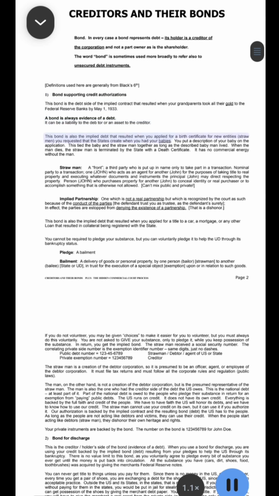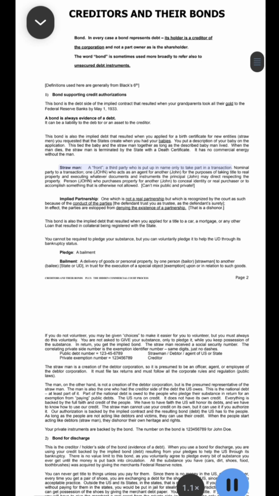This bond is also the implied debt that resulted when you applied for a birth certificate for new entities, straw men, you requested that the states create when you had your babies. You put a description of your baby on the application. This tied the baby and the straw man together as long as the described baby man lived. When the man dies, the straw man is terminated by the state with a death certificate. It has no commercial energy without the man.